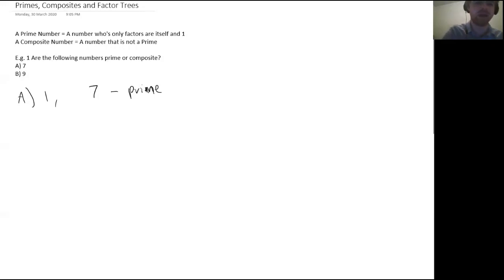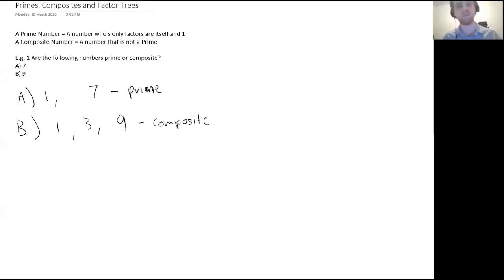Let's consider the number 9. What are the factors of 9? Well, we can do 1, we can do itself. Are there any other numbers that we can divide 9 by to get a whole number? We can also divide it by 3. And that is all, but because we've got a factor that is not itself and 1, 9 is a composite number.